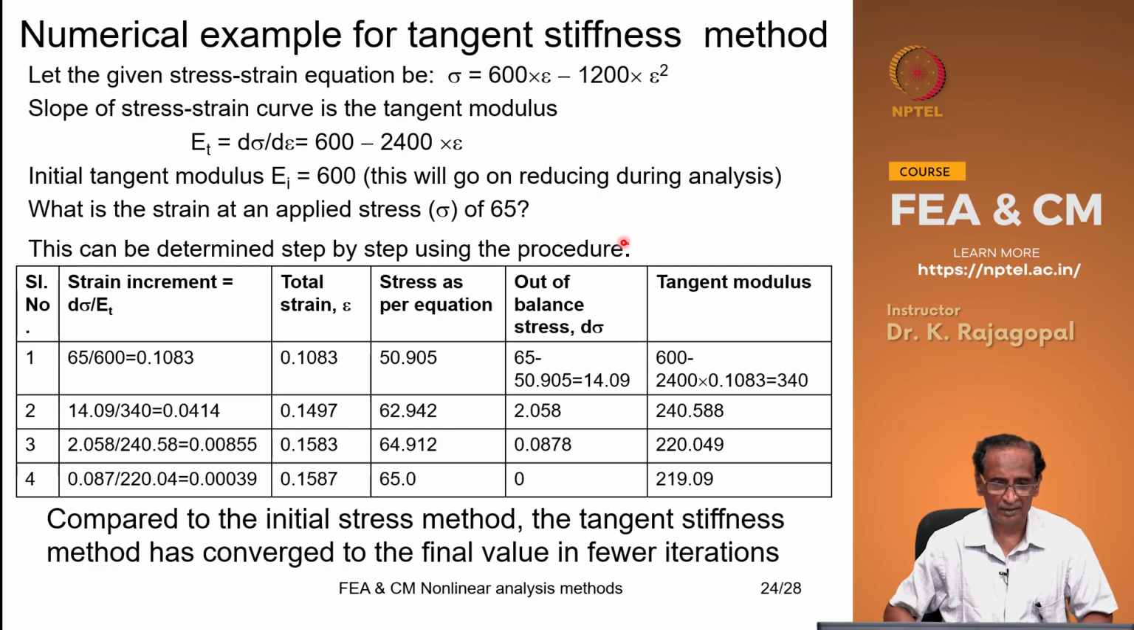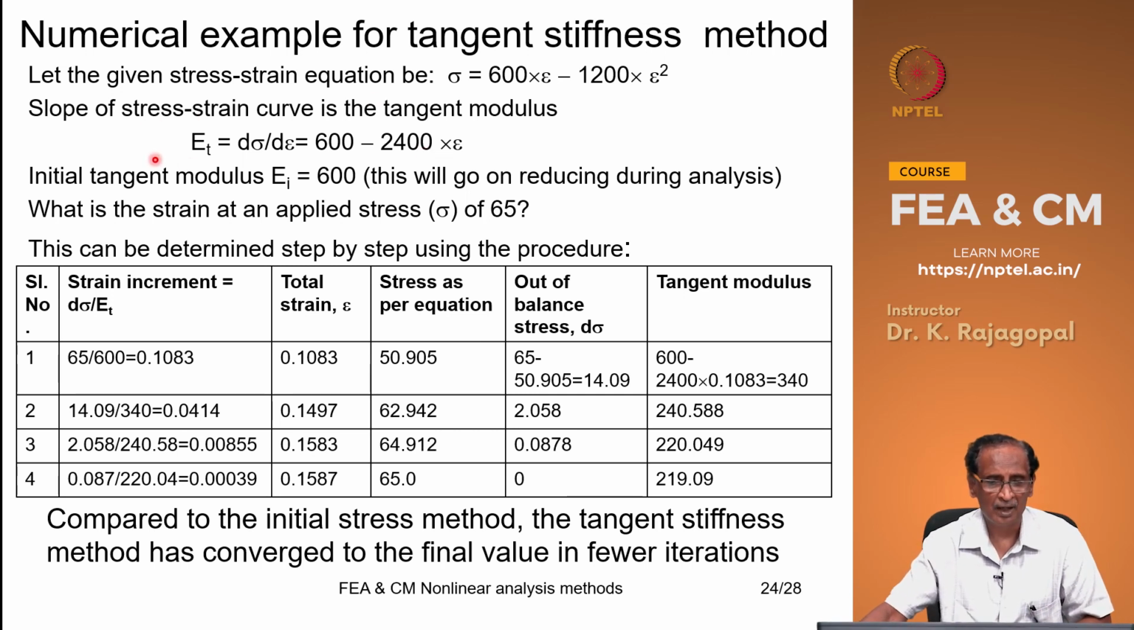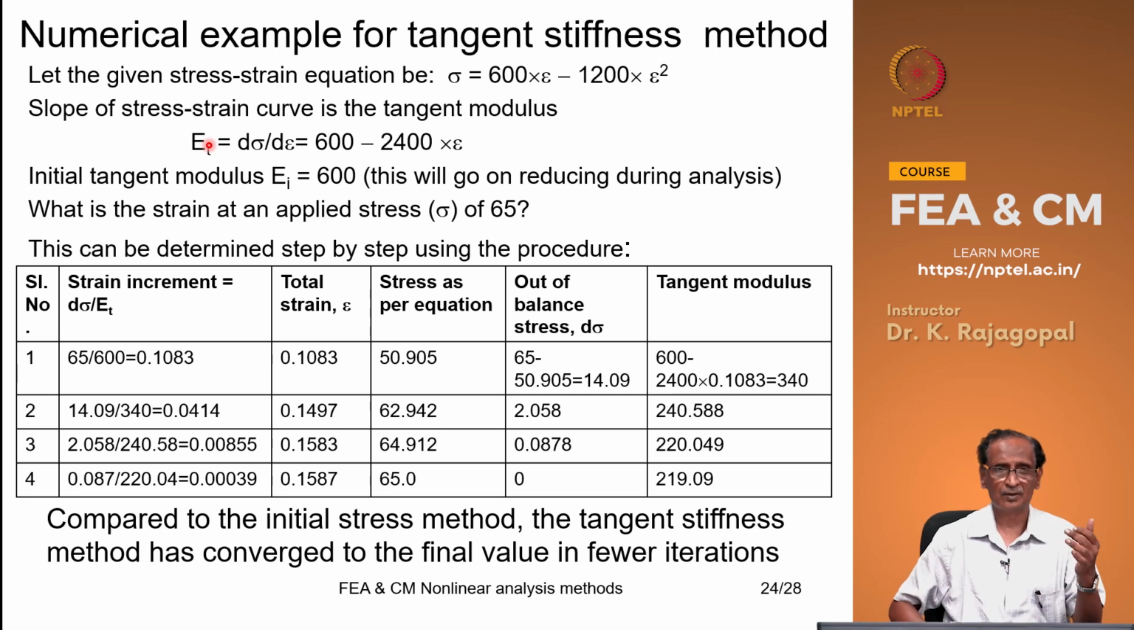And so this is actually a slightly faster method, or it takes a lesser number of iterations compared to the initial stress method, because we are updating the stiffness matrix. And once again, let's do one hand calculation to illustrate this. And our E that we are calculating here is similar to our stiffness matrix.